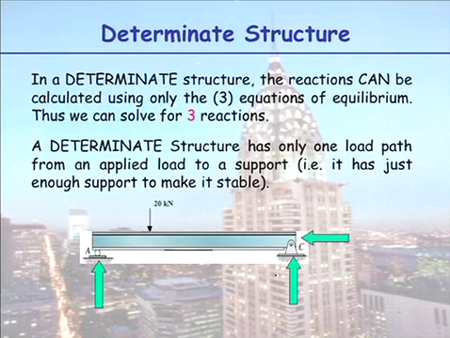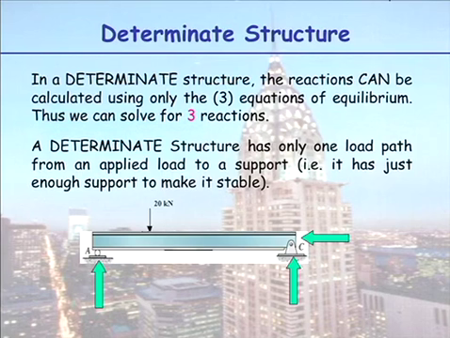Okay? So, I think you now realise three unknowns, three equations we can solve, and we call that a determinate structure. In a determinate structure, the reactions can be calculated using only the three equations of equilibrium.